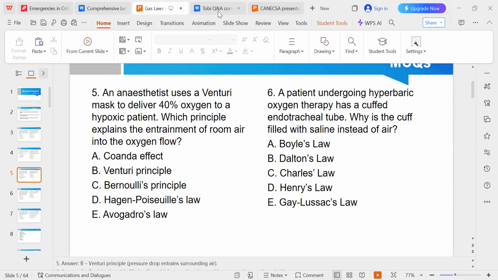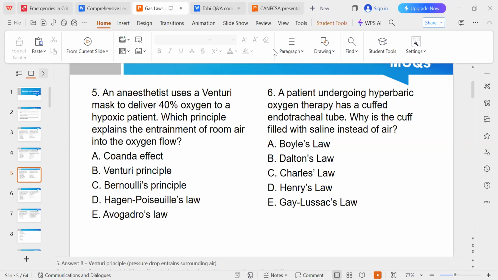Boyle's law. It's Boyle's law. Yes, explain. How does Boyle's law explain this? You are right, I'll take Boyle's law too, but how does it explain it?